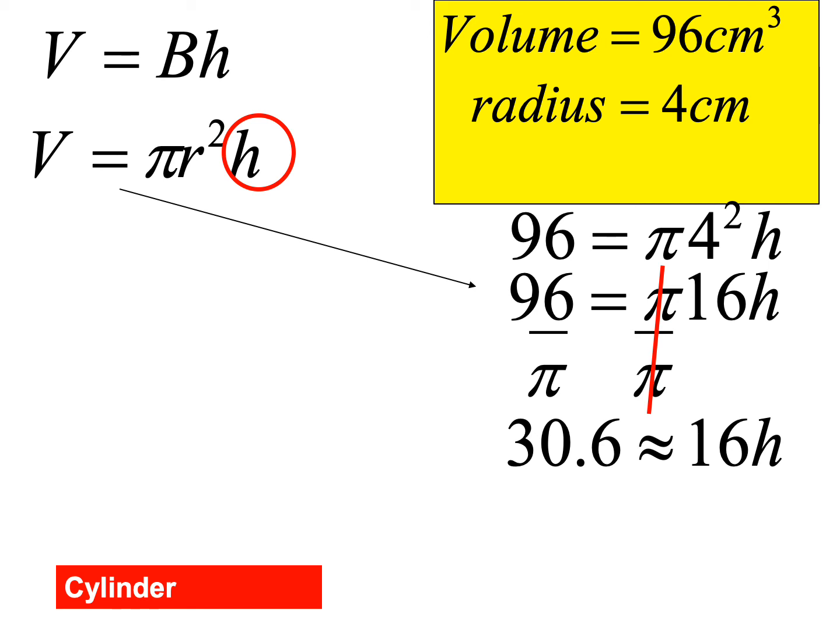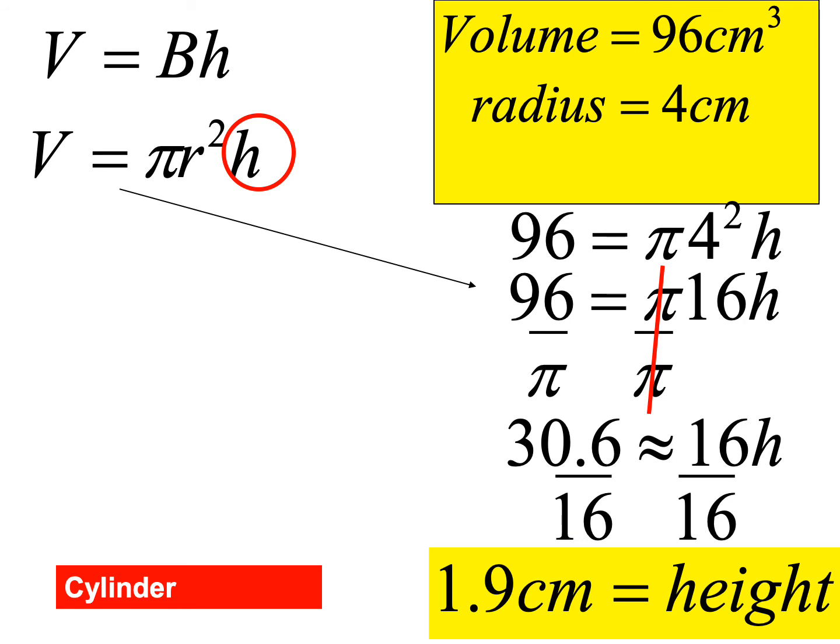Last step, what's attached to h? 16. Divide both sides by 16. So this just basically turns into a little calculator drill with algebra as the basis for how we get to the answer. Does that make sense?